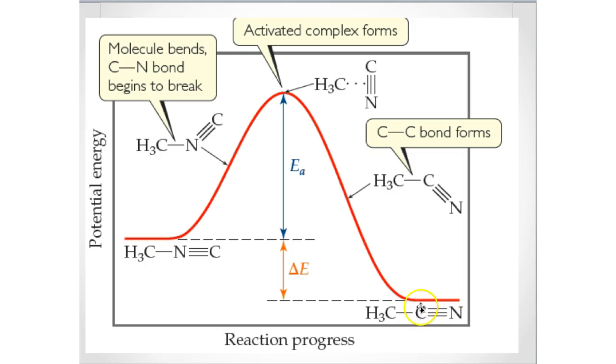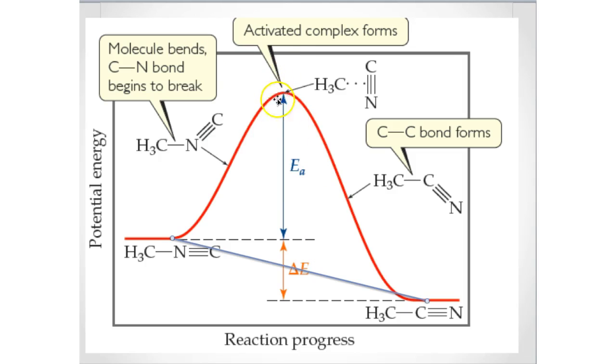So this is exothermic. And again, if you draw a line from the beginning to the end, we see a negative slope. So we know that energy is released. That means delta E is going to be negative. Energy is released, so it's exothermic.